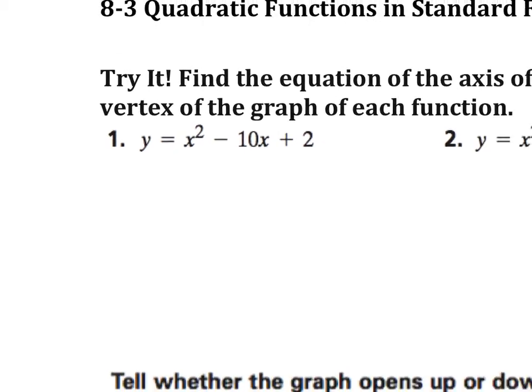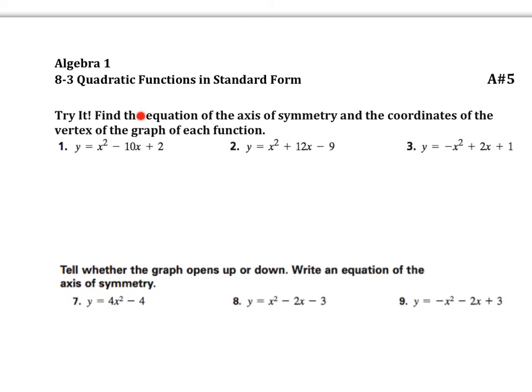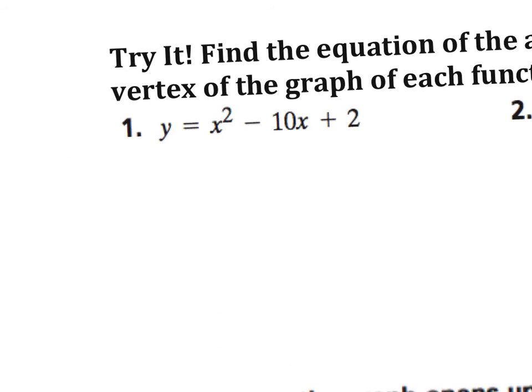All right, turn the page there. And look here. On this triad, it says, find the equation of the axis of symmetry and the vertex of the graph of each function. So please tell your neighbor, identify your a, b, and your c on number 1 there. Go. So my a is 1, b is negative 10, c is 2, and we're going to substitute in.